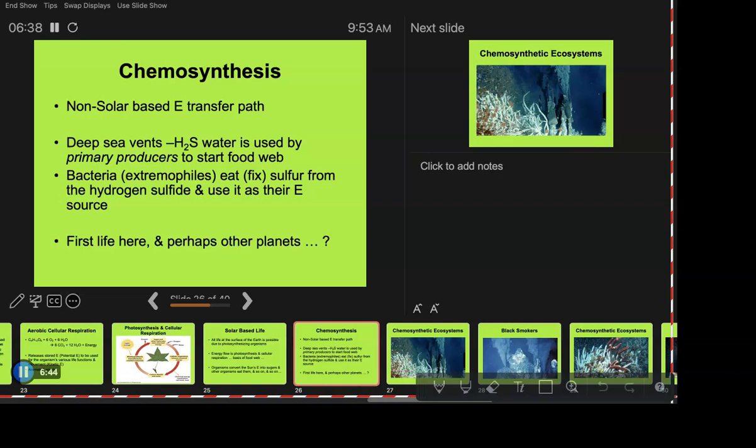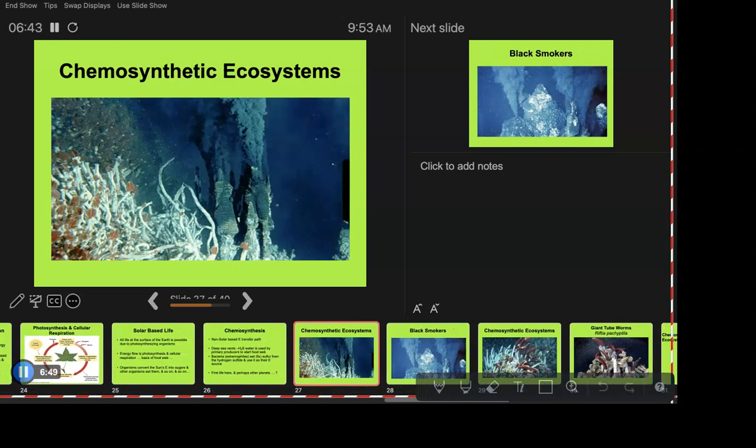So here's just a really bad picture, but if you take into account the fact that it's through a submarine window and at least several miles down on the ocean floor, it's not a horrible picture, really. You see some smokers there in the background off to the right. There are these blackish gray tubes. And coming out of them is that really hot water.